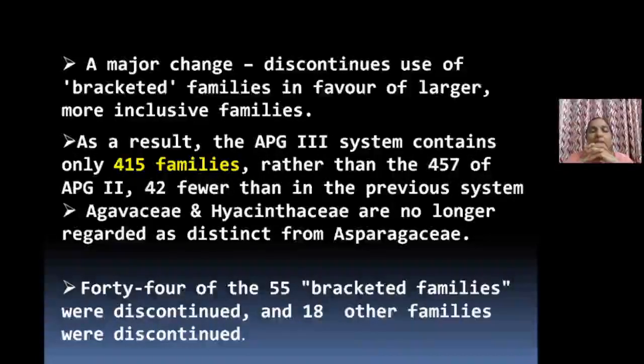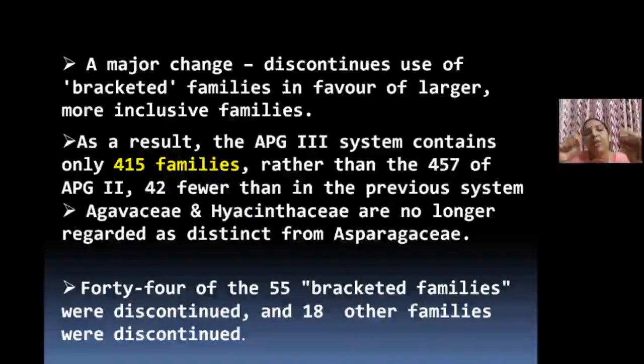One example is Agavaceae and Hyacinthaceae, which are no longer regarded as distinct from Asparagaceae. That means you can include them into Asparagaceae. It is no longer regarded as distinct, so you can consider it only as a part of Asparagaceae. That's all. That is, there is no system of bracketed families in APG 3.